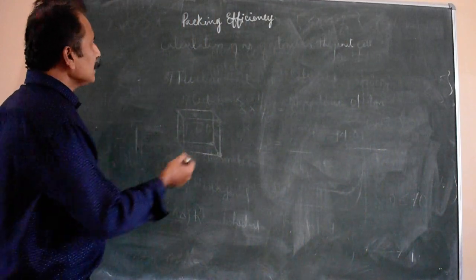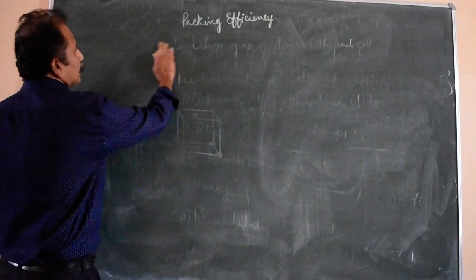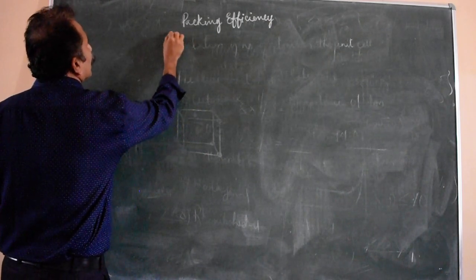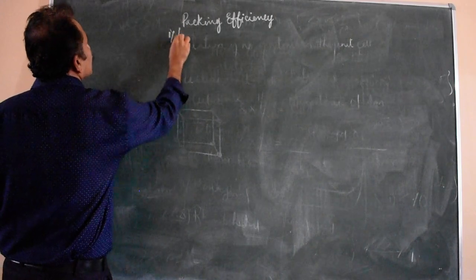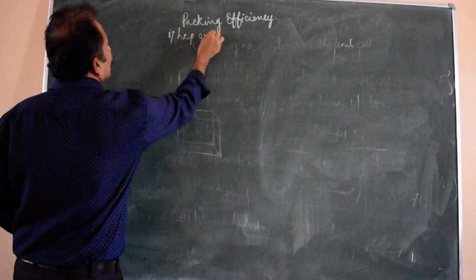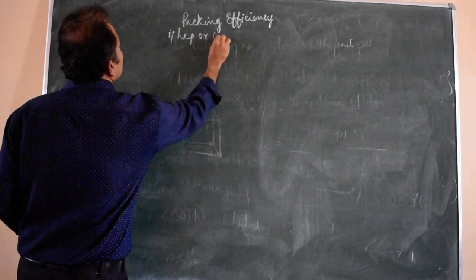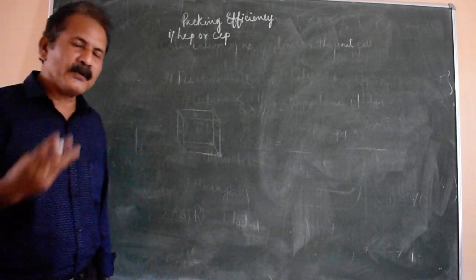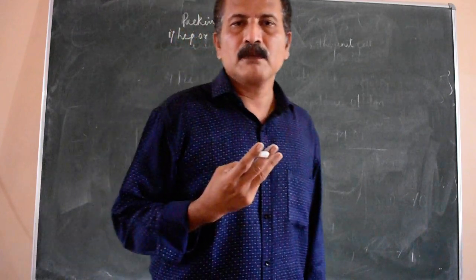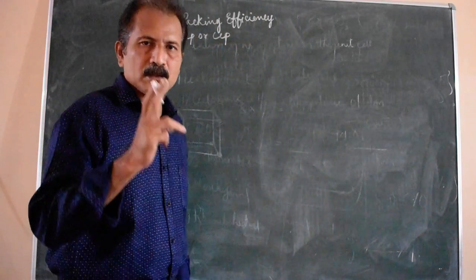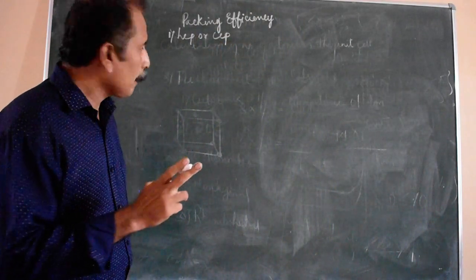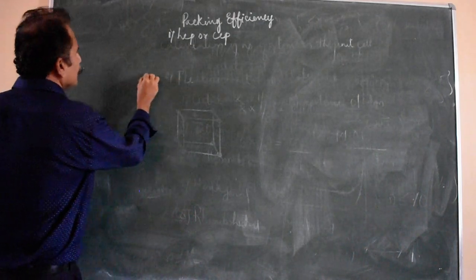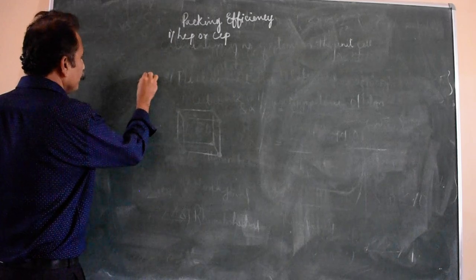Therefore, let us see the first one. What is that? Packing efficiency in HCP, or we can call it CCP. So the first thing, it is always a 3 marks question. Therefore, the first thing is 1 mark is allotted for the diagram. So, diagram, we show it now. So, first draw the cube.